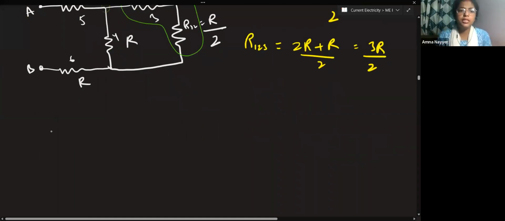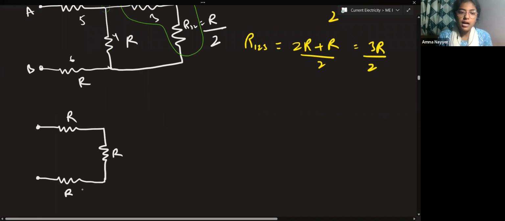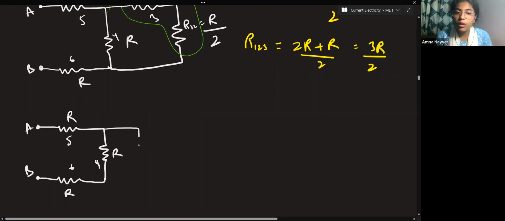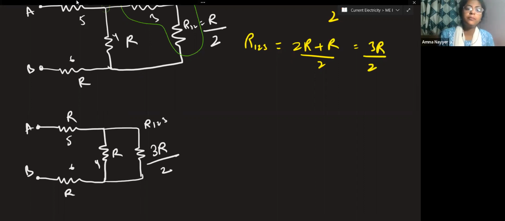Let's reduce the circuit further. Now, here this is R4, this is the 5th, this is the 6th, and A and B points are there. Right now, I do not have all these. I have reduced them into 3R by 2. So instead of R3 being connected over here, I now have 3R by 2, because this is R1, 2, 3.